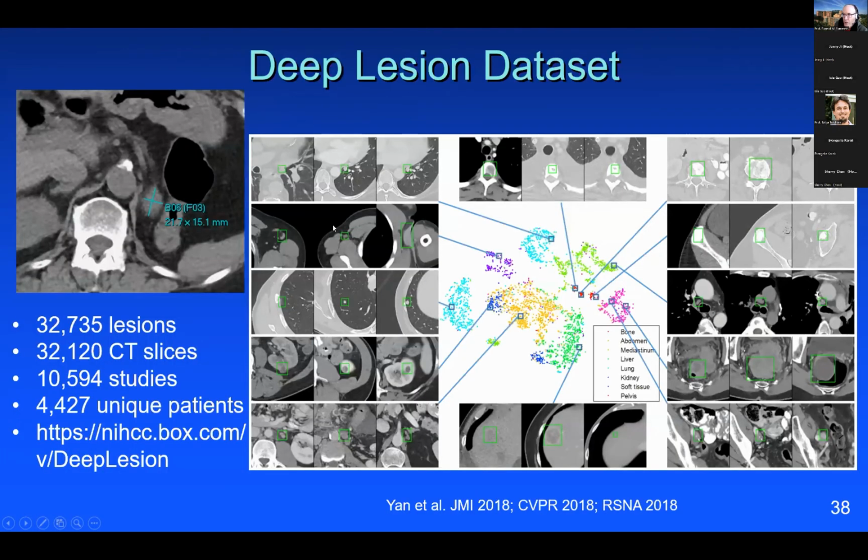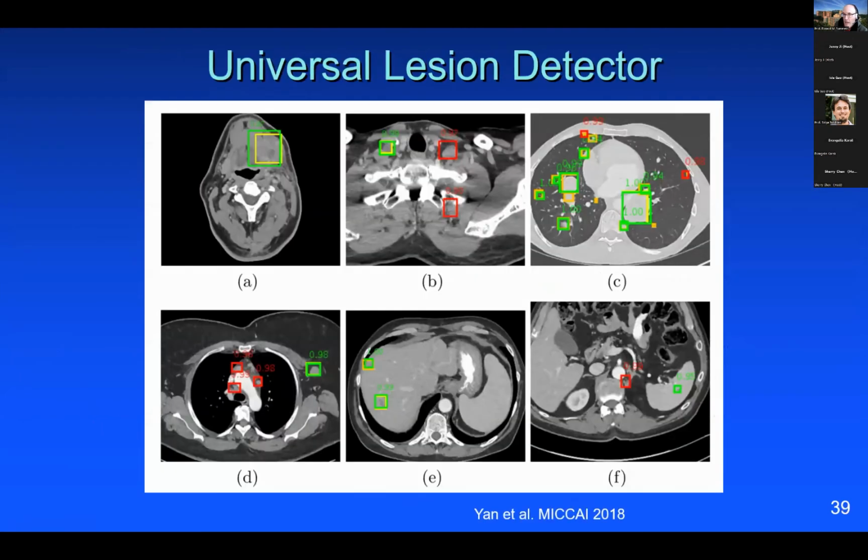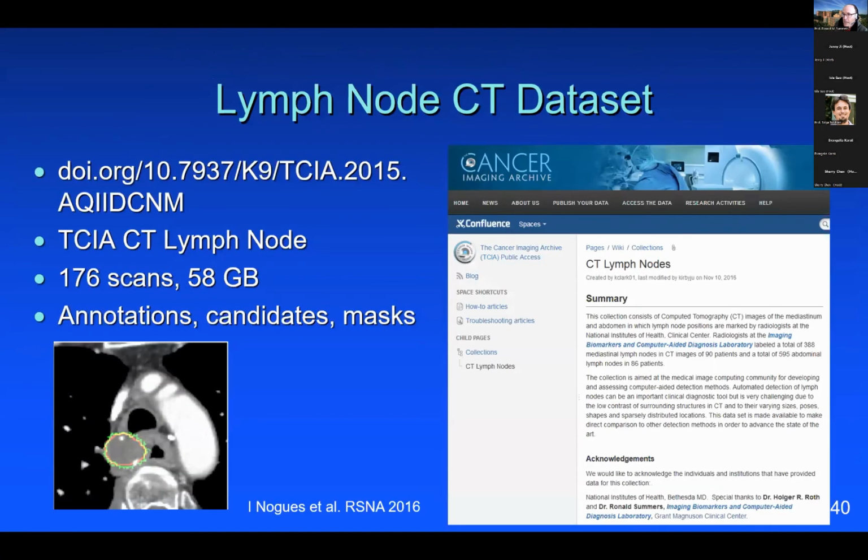This project is called the Deep Lesion Dataset. This is a dataset of over 32,000 lesions on CT scans that we've made publicly available. This dataset has been downloaded thousands of times and been cited in hundreds of publications. In my own group, we've used this dataset to develop a universal lesion detector that can find lesions in the neck, chest, and abdomen, as shown in these examples from a MICCAI meeting several years back.